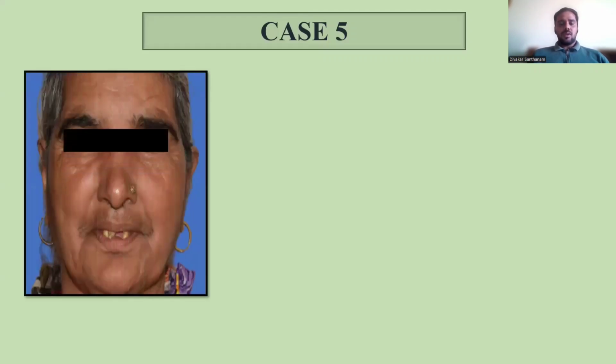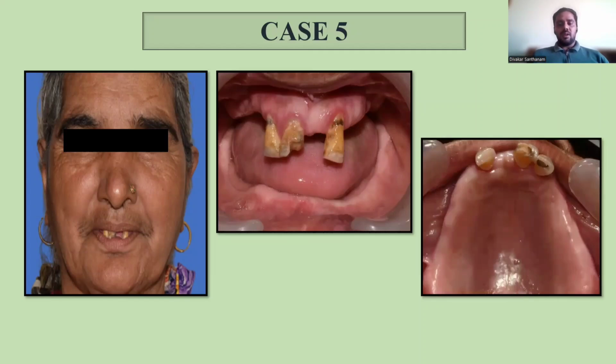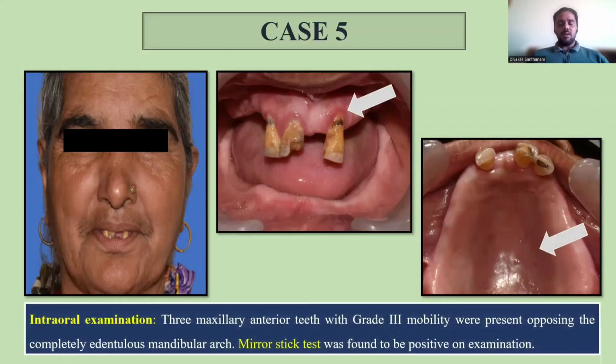Next, a 58-year-old patient with only three remaining teeth in the upper arch, which were predominantly compromised and greatly mobile. When we evaluated intraorally, we found dryness all over the maxillary arch, and we did the mirror stick test, which showed that xerostomia is positive for the patient.